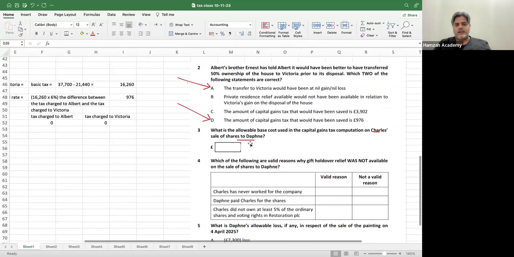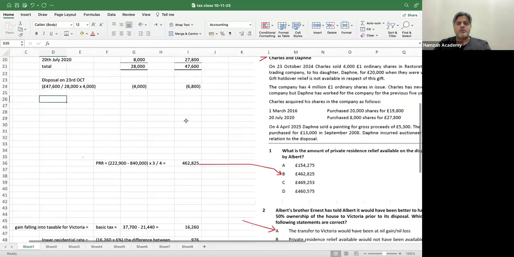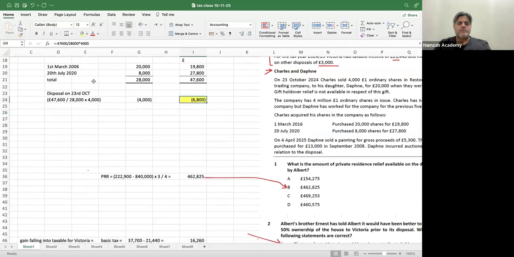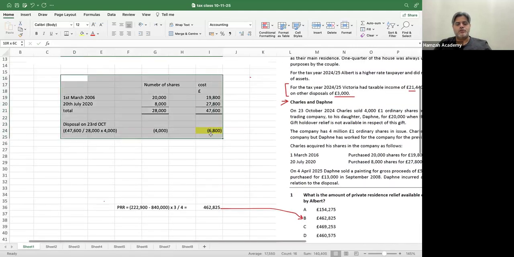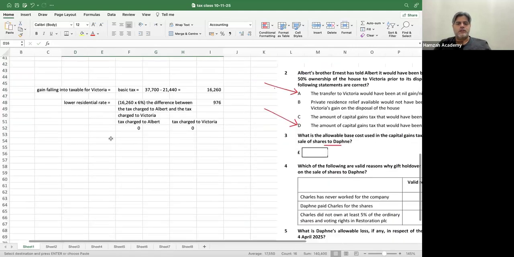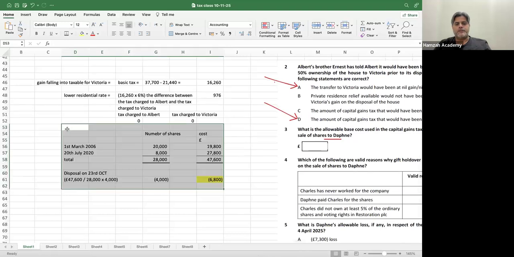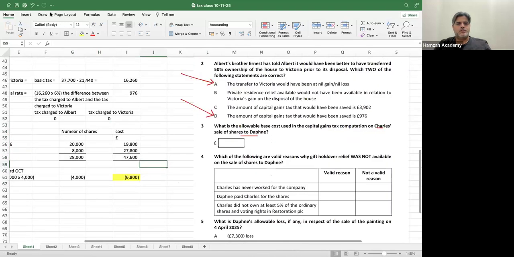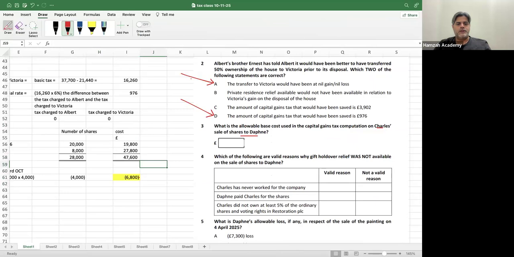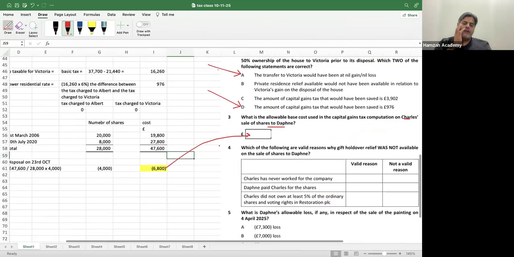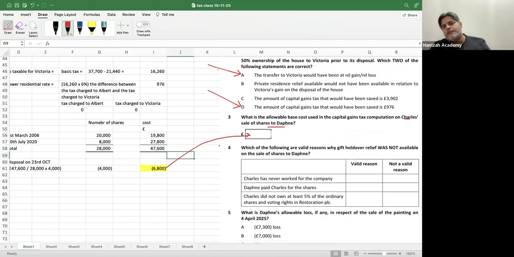So the question asks what is the allowable base cost used in the capital gain taxation. So this is going to be the base cost that we are going to use in the calculations here, right? So this is the base cost that we need to put in, because we will average out and calculate the overall value for the 4,000 shares which have been disposed of, right?